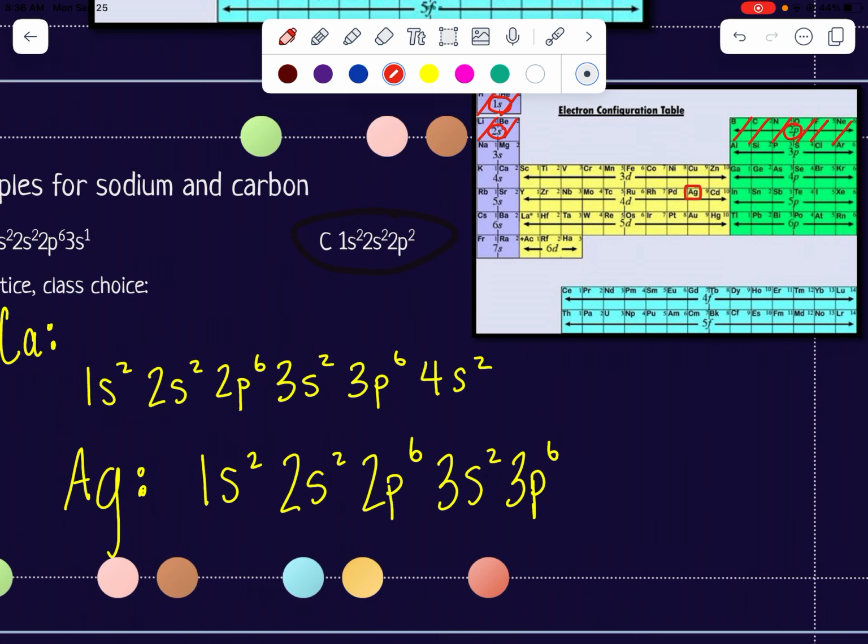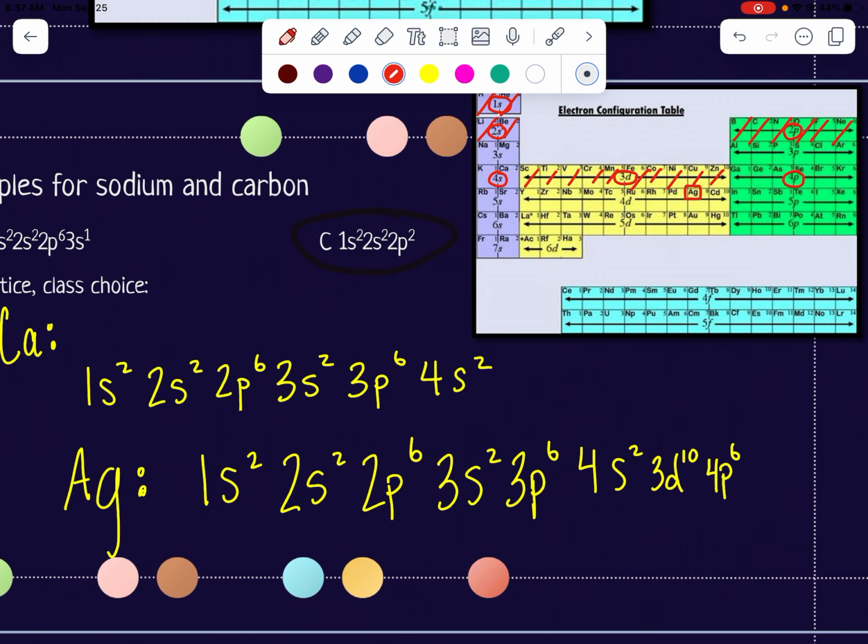Next is the fourth row of the periodic table. I'm going to circle on the periodic table what we got. We got 4s, which is 2 across. So that's 4s2. Back to the periodic table. 3d is 10 elements across. 1, 2, 3, 4, 5, 6, 7, 8, 9, 10. So that's going to be 3d10. Next up, 4p is 6 across. So 4p6.